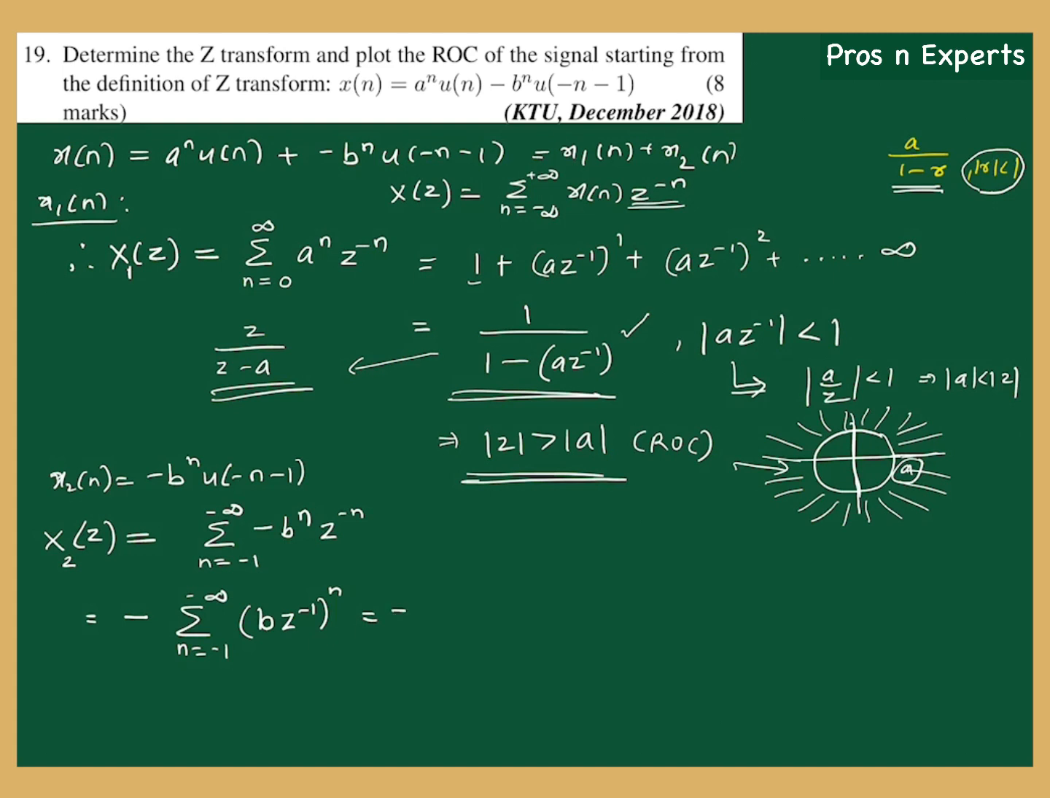Now you expand the summation. So put n equal to minus 1. The first value of n is minus 1, not 0. There is no 0 involved here. Minus 1 to minus infinity. So n equal to minus 1 becomes b z inverse to the power minus 1. The next value of n is minus 2, so b z inverse to the power minus 2, plus b z inverse to the power minus 3, and it goes on to minus infinity, infinite terms. So again, this is an infinite GP. You can rely on the same equation, a by 1 minus r, given mod r is less than 1.